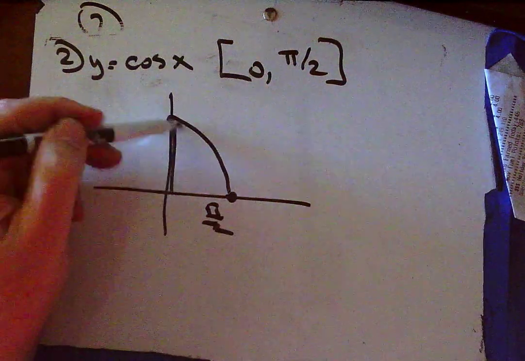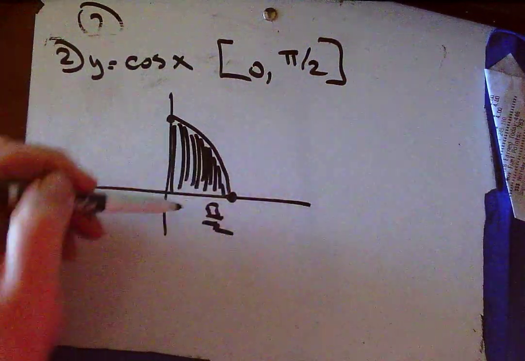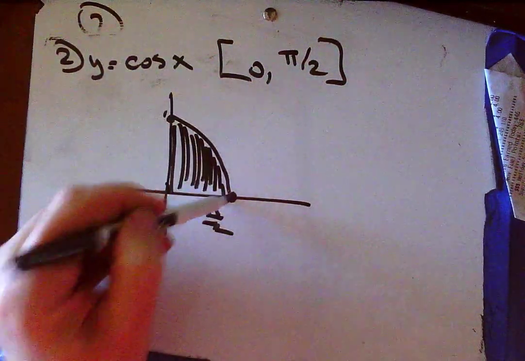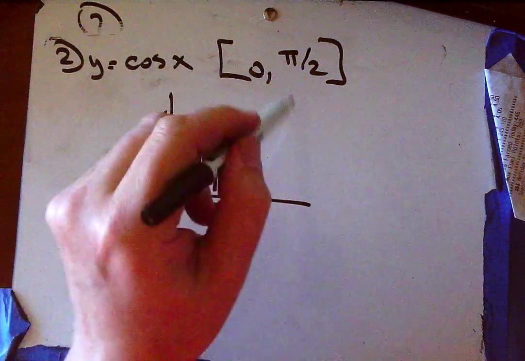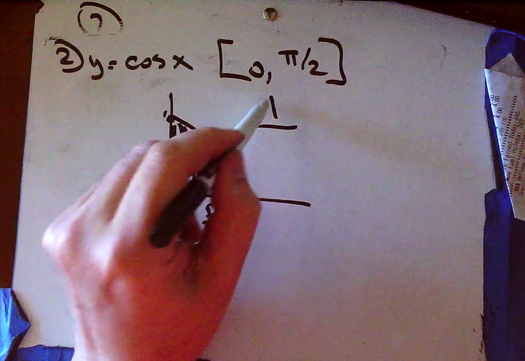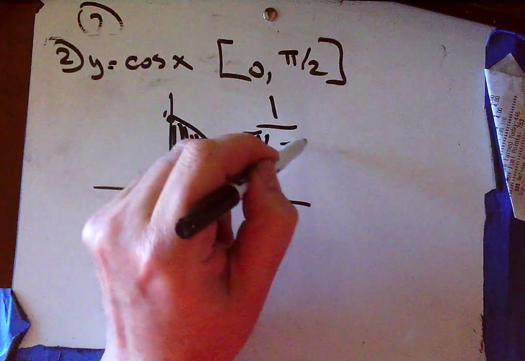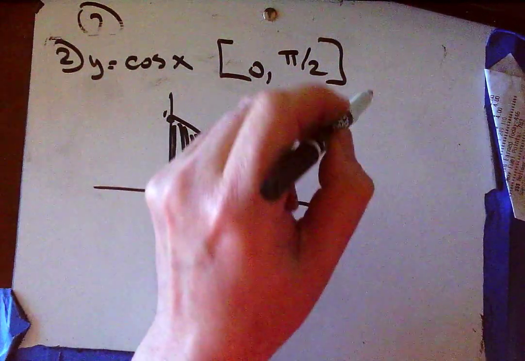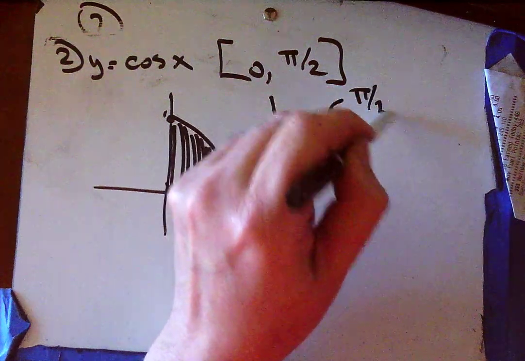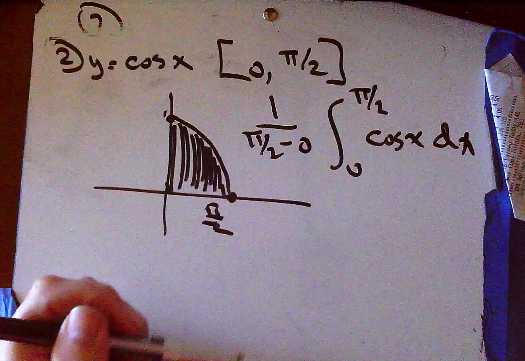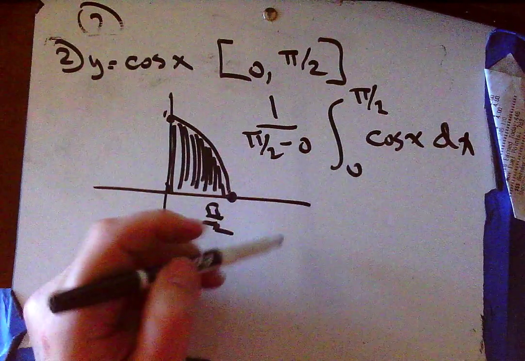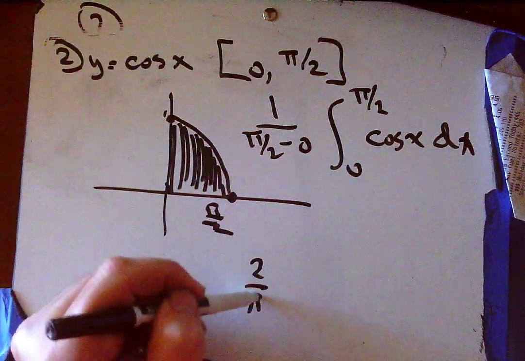And again, I see an awful lot of heights between a height of 1 and a height of 0. And I want to find the average of all those heights. So I'm going to use my average value formula, 1 over b minus a, times the integral from a to b of f of x dx. So that's going to be 1 over pi over 2, or 2 over pi.